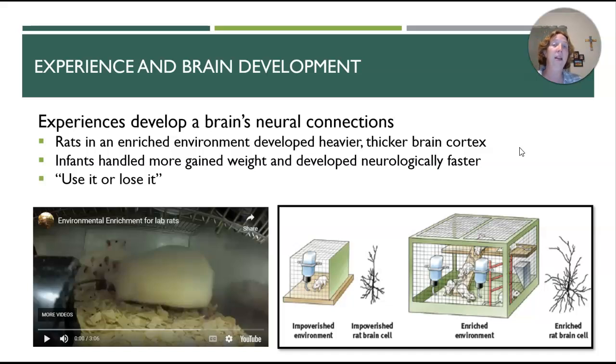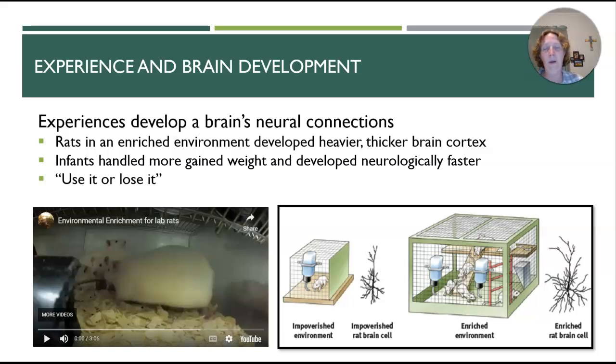That's why it's so important, starting at a young age, for people to play with young children and babies with different toys, with different tones of voice, in different settings. Because the more varied the experiences, the more likely that a baby or child will develop a very strong set of brain cells. It's been found that infants that are handled more, in other words, cuddled more, stroked more, played around with more, gained weight and developed neurologically faster. So babies develop healthier brains when they are interacted with quite a bit.